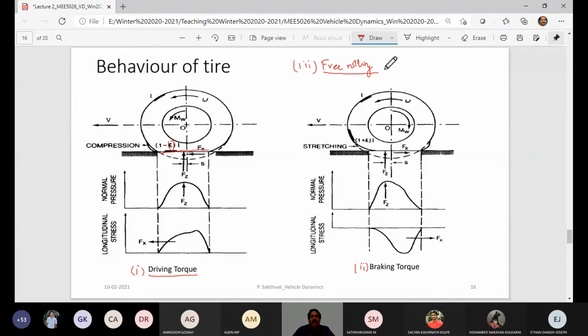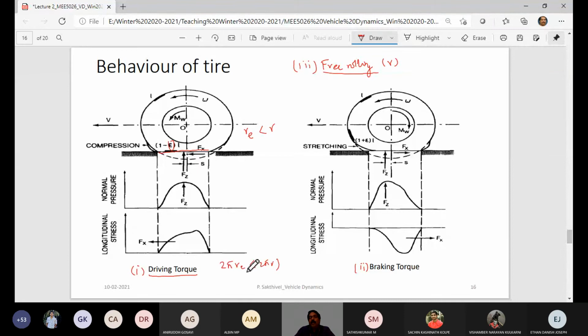Whereas when driving torque is applied, the radius would change here, and that is given by an effective radius Re. So effective radius Re is always less than the free rolling radius. Because of this Re, the equivalent translation is 2 pi Re, which will be lesser than that of free rolling. So 2 pi Re is less than 2 pi R. That is what is happening here.